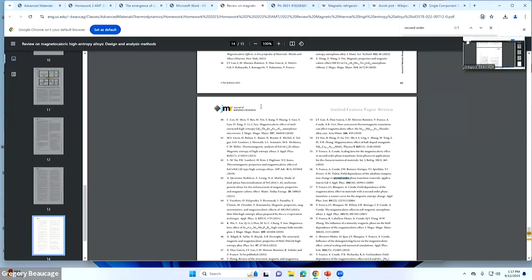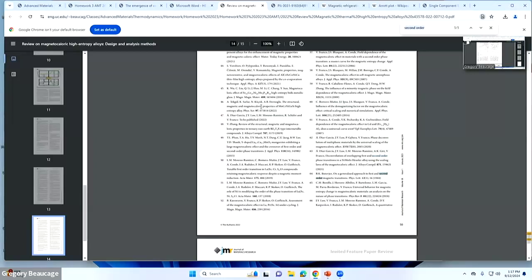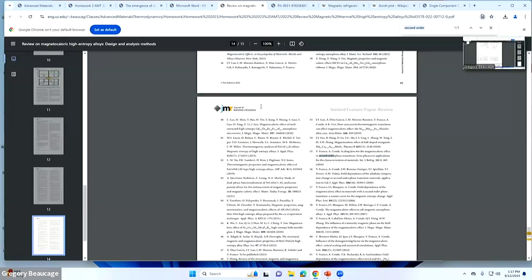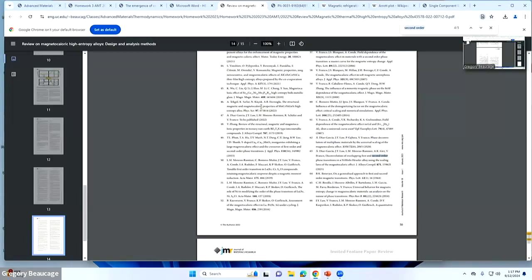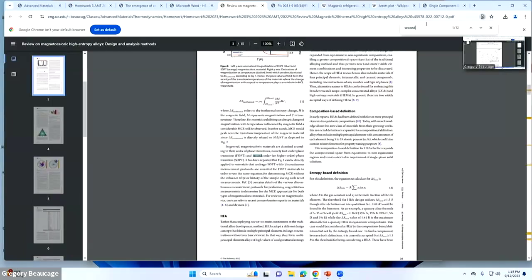So, let's see. She says second order here somewhere. It says it's in this paper, so I don't remember exactly. But I think it's just because there's no enthalpy, it's just entropy. There's a lot of second order in this. Oh, it's just repeated searching. So I don't see exactly where she says it.